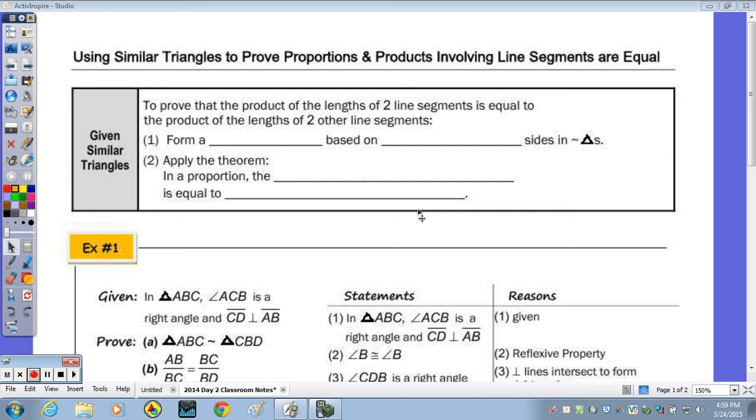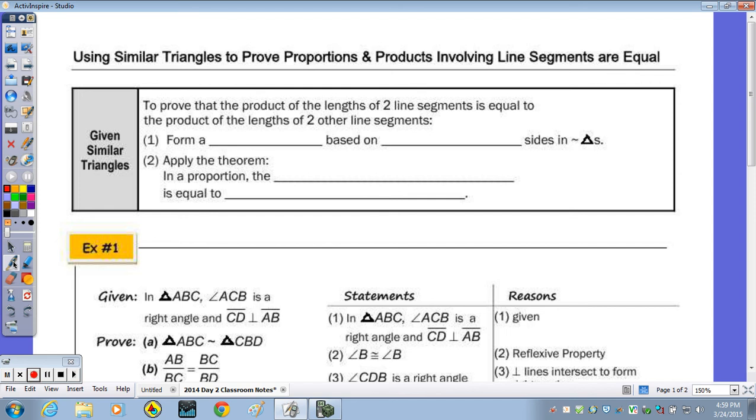If you look at the top of your note page, today's notes are using similar triangles to prove proportions and also to prove that the products involving the line segments within the proportion are equal. So at the top of the page, it says to prove that the product of the lengths of two line segments is equal to the product of the lengths of two other line segments.